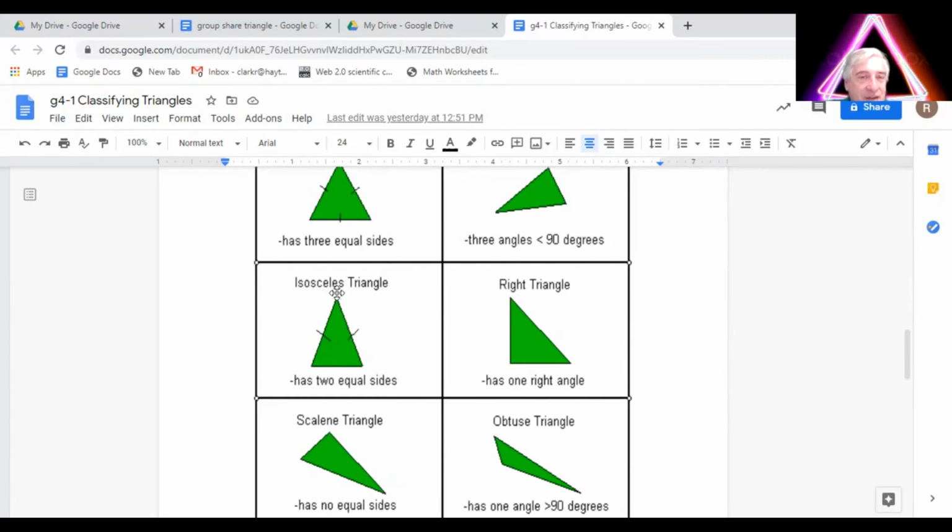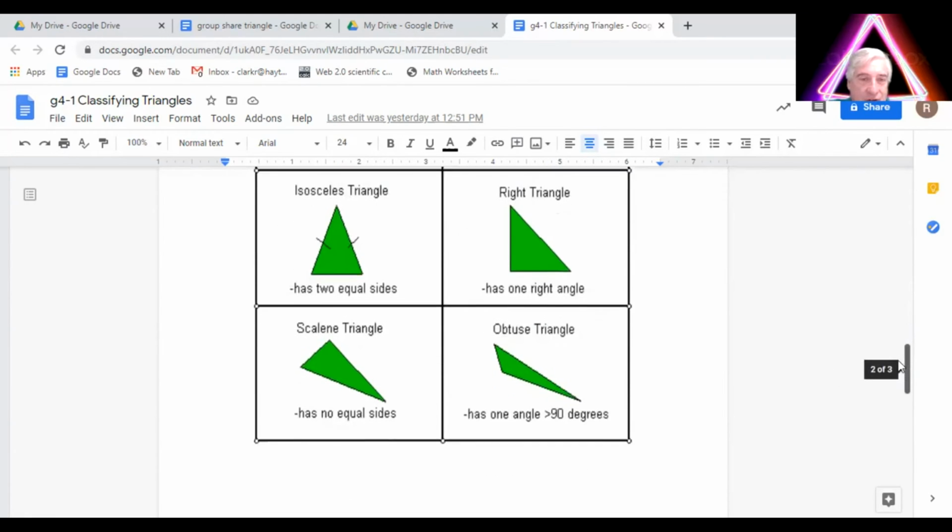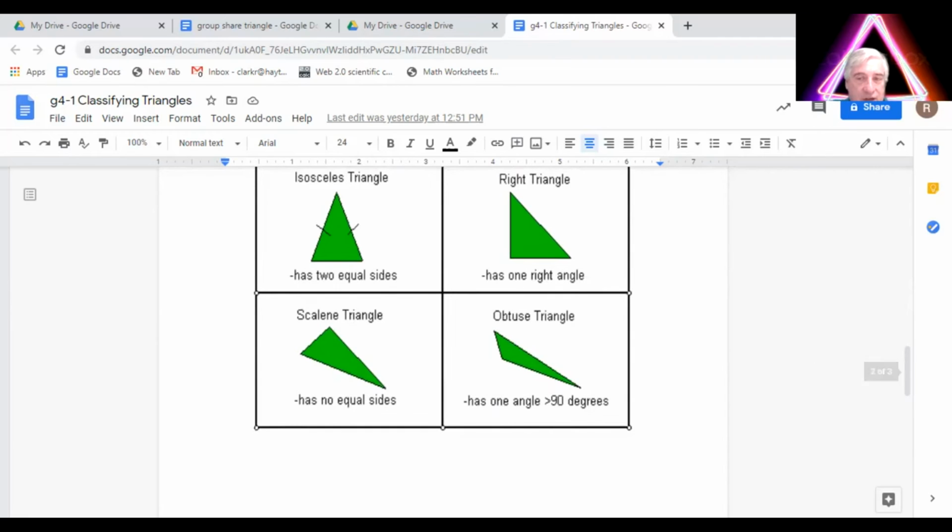ISOSCELES. Yeah, I know it's hard to spell some of these Greek words. 2 equal sides. And then we have the scalene triangle down here. It has no equal sides.